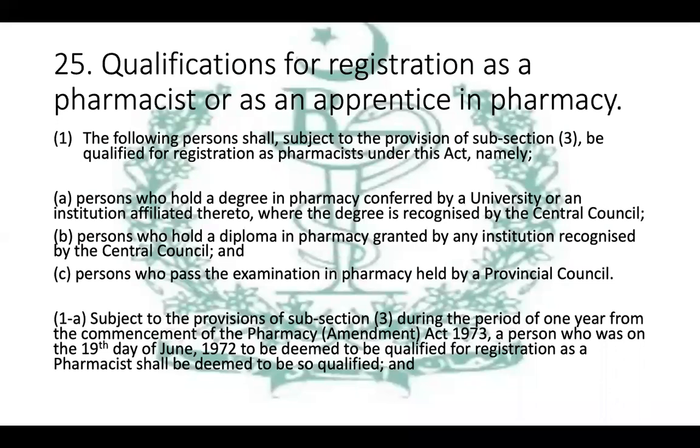तो 25(1)(a) साथ देता है, subject to the provision of subsection 3, during the period of 1 year from the commencement of the Pharmacy Amendment Act 73, a person who was on the 19th day of June 72 to be deemed to be qualified for registration as a pharmacist shall be deemed to be so qualified. इससे पहले जिन्होंने फार्मेसी डिग्री ली है, they are also entitled for the registration in Register A, B, C, whatever. Is it clear?